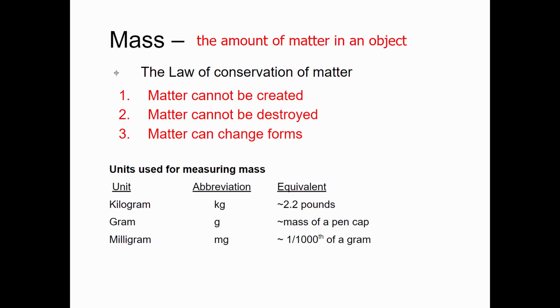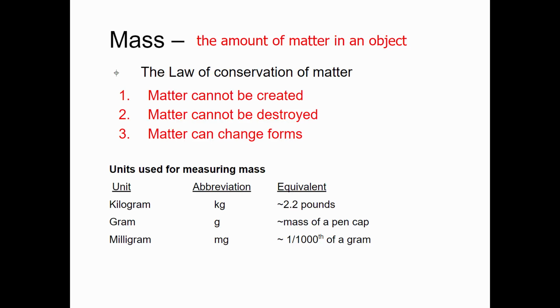So when we measure the mass of an object, the base unit in the metric system is grams. We typically use kilograms, grams, and milligrams, the most commonly used units for general everyday purposes. A kilogram is more than 2 pounds, about 2.2 pounds. So we're familiar with pounds. A kilogram is a couple pounds.